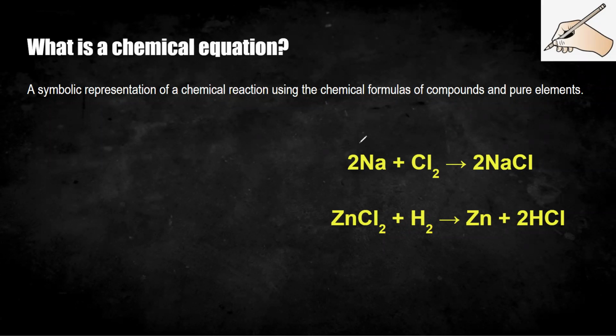So what this is showing us is how to make table salt by reacting sodium with chlorine to get sodium chloride.